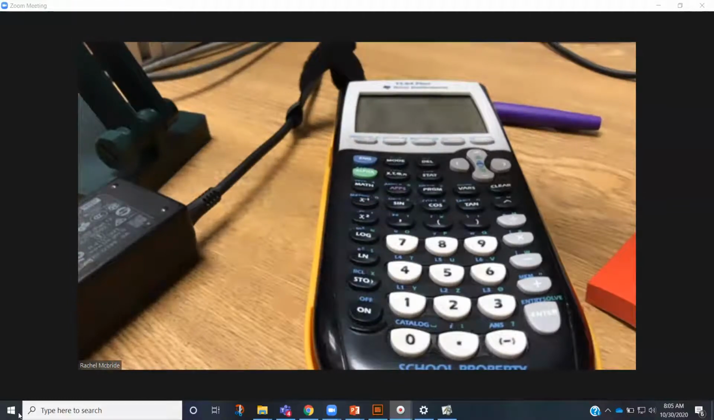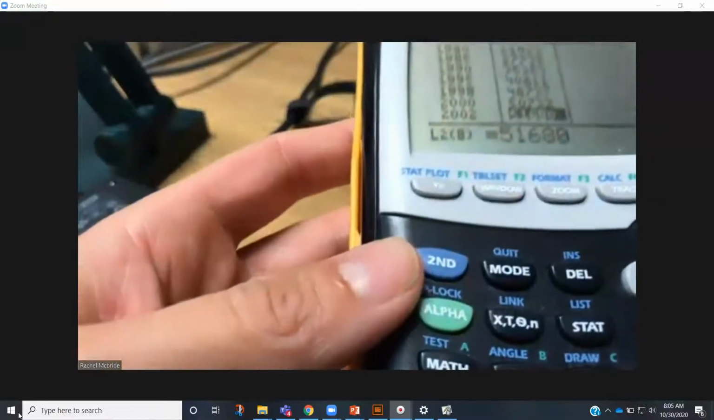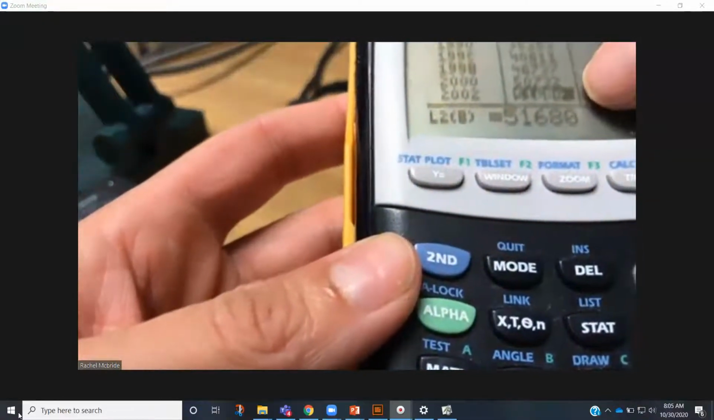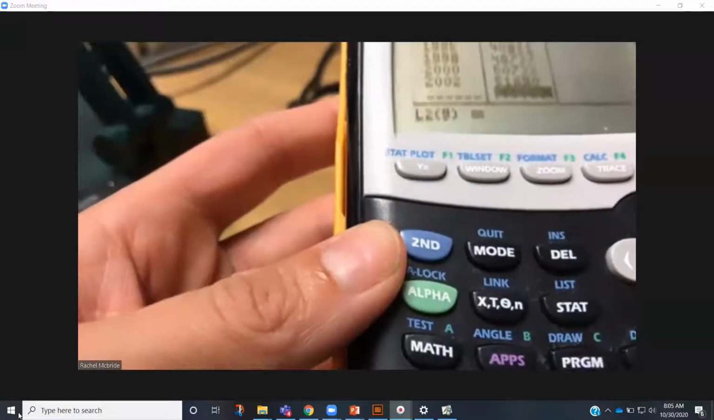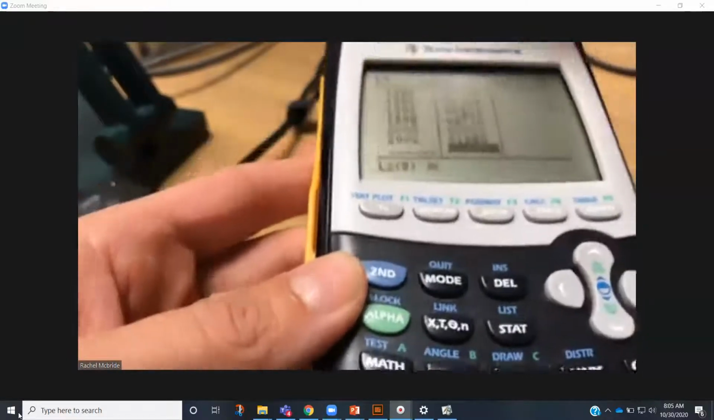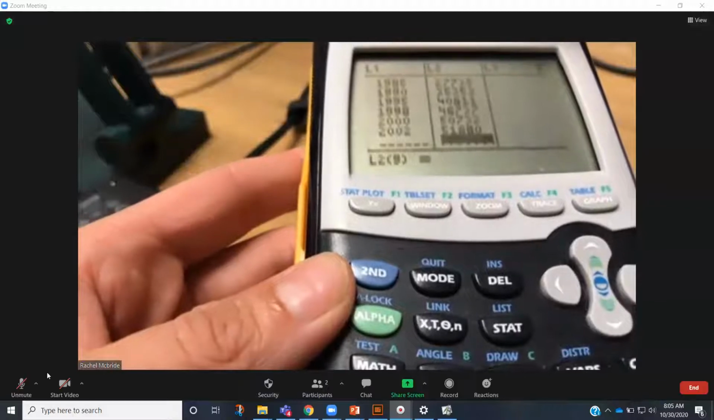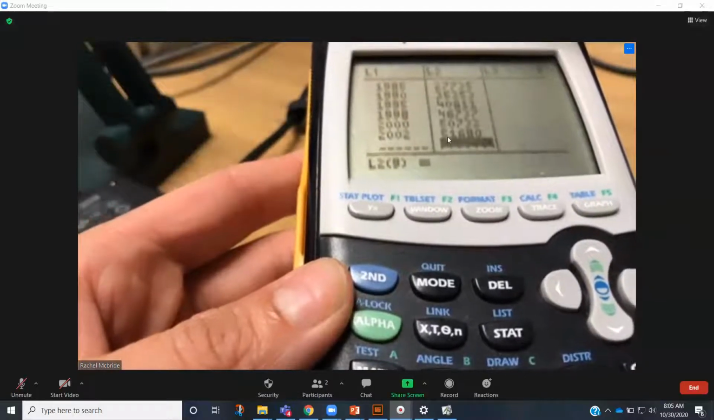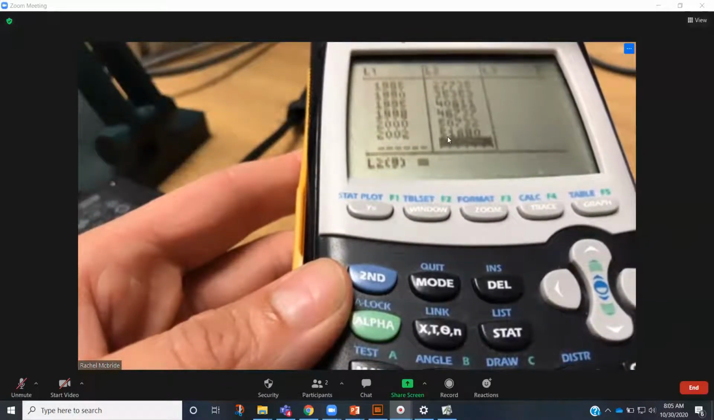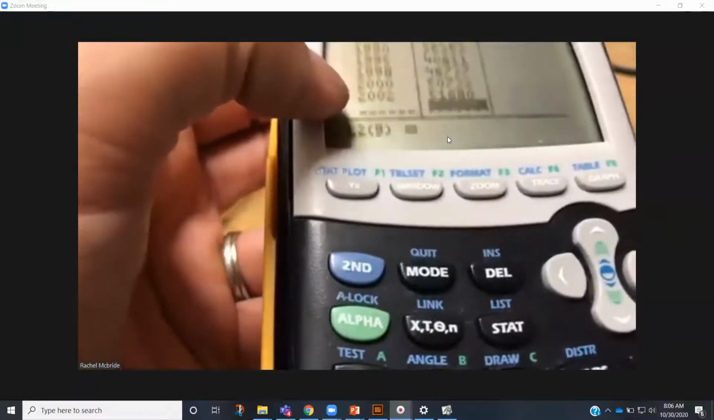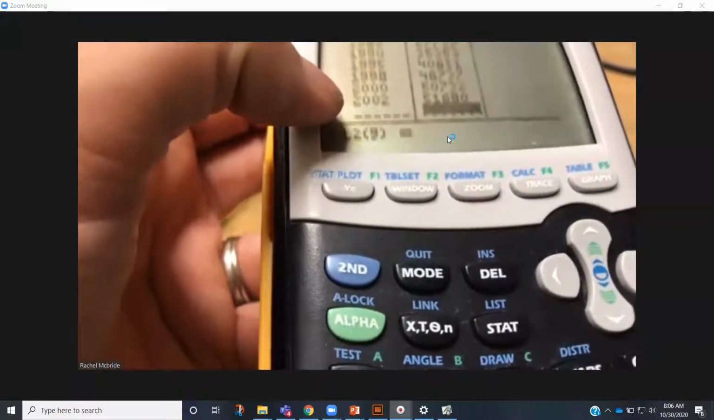Okay, so one thing you need to take note of when you enter your data is that when you're done entering your data, both lists have to have an equal number of points. So my L1 and L2 can't be uneven. You'll notice that 2002 matches up with the last data in the table, just like it matches up with my data here.